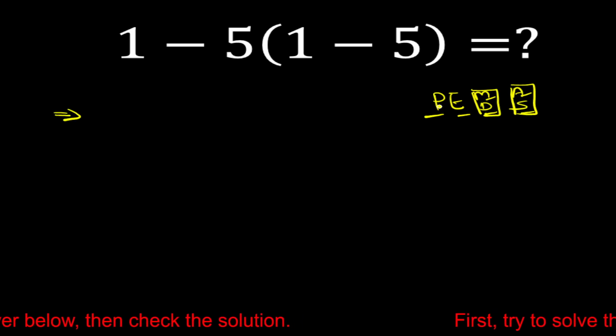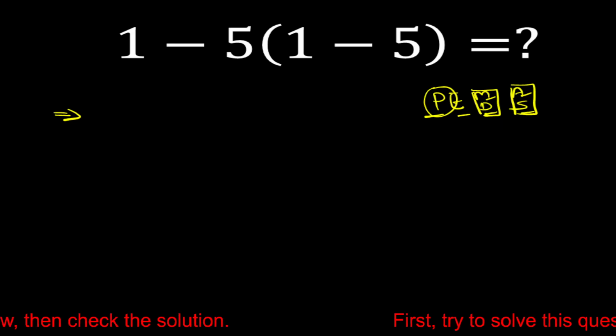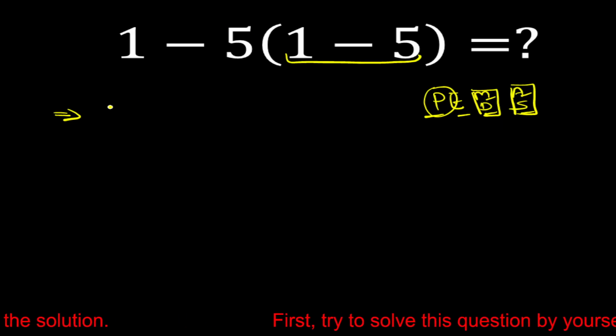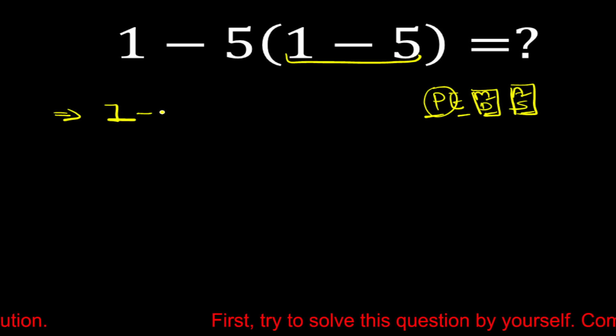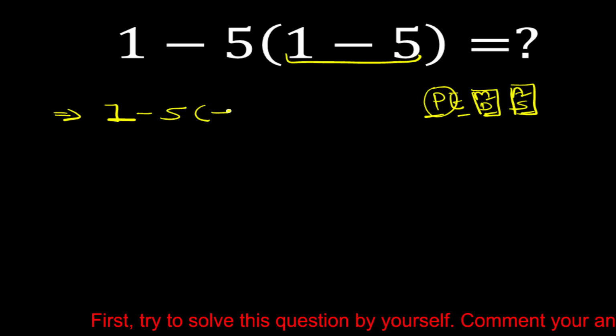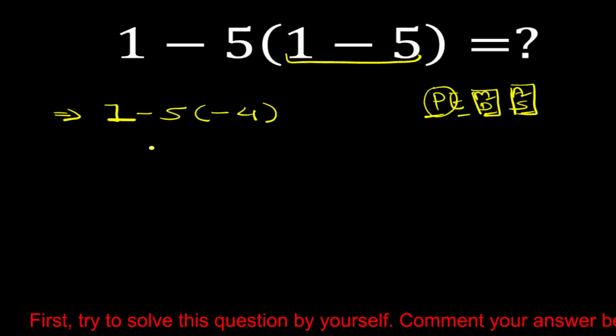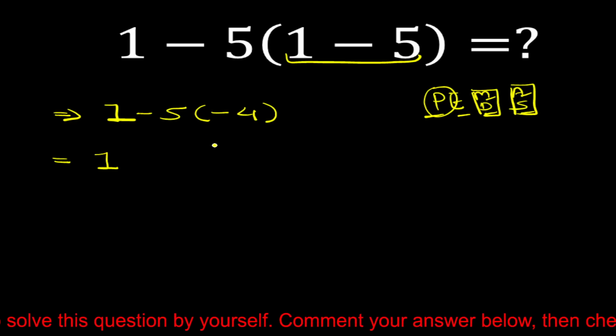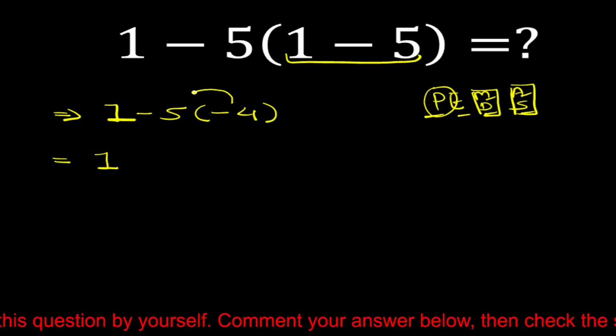So according to the rule, first priority is P, which means parenthesis. First we have to solve this parenthesis. So it is equal to 1 minus 5. Solve this parenthesis. 1 minus 5 is equal to minus 4. Okay. Then it is equal to 1 minus 4.